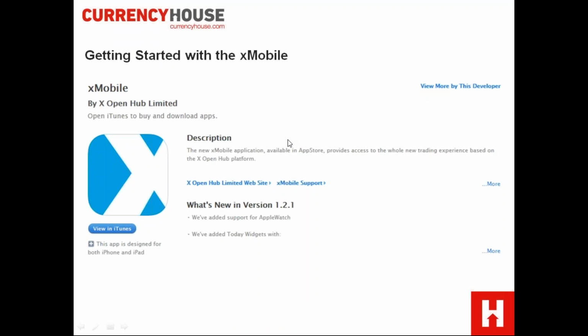The last one is X Mobile. So we also offer the platform on your mobile device, and this is free to download. You just have to go onto the iTunes Store or the App Store and download X Mobile. Okay, it's totally free. You can use a demo account that we offer through the website, or a live account that you can set up.